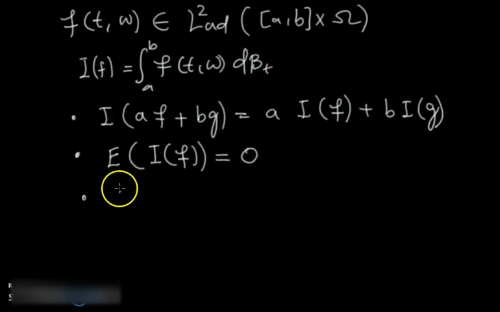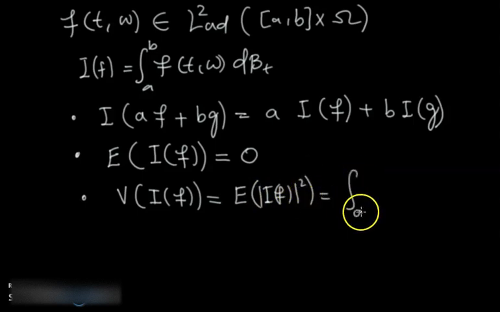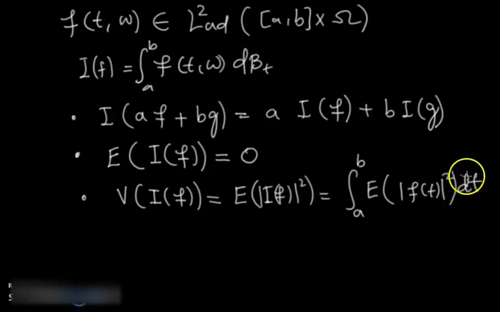The third thing is the variance of the Ito integral of an adapted stochastic process, which can also be said as the expectation of the square of the Ito integral is equal to the integral from a to b of the expectation of f of t squared dt. So these are three nice properties which are satisfied by the Ito integral.